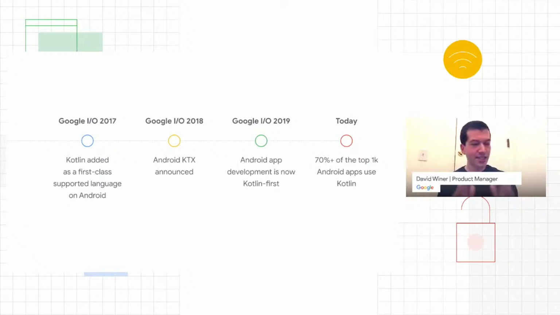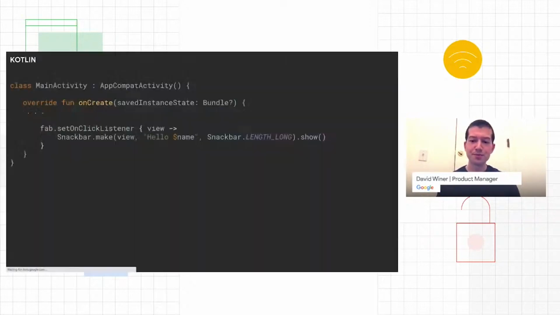And today, I think this is the first time we've publicly said this, over 70% of the top 1,000 apps on the Google Play Store now use Kotlin. So really rapid growth in the Android ecosystem.